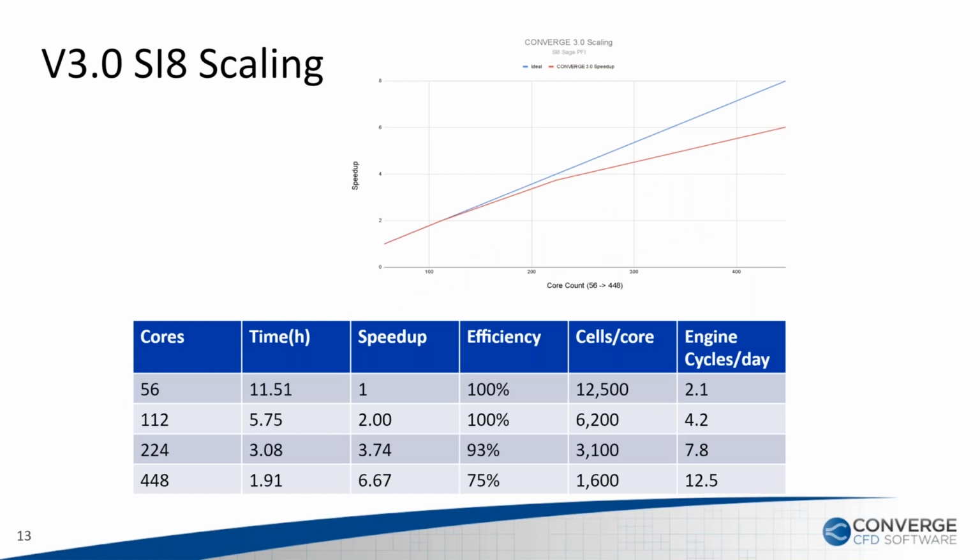And the thing I think we really want to highlight with this is that with this new scaling that you're able to get out of Converge 3.0, you're able to really increase the number of total cycles per day that you're able to get out of an engine simulation.